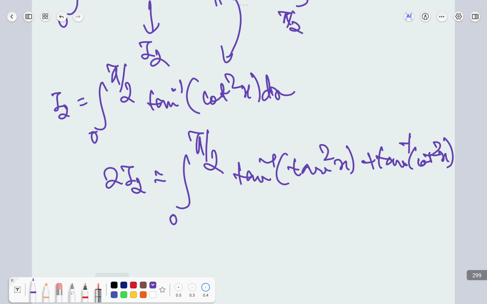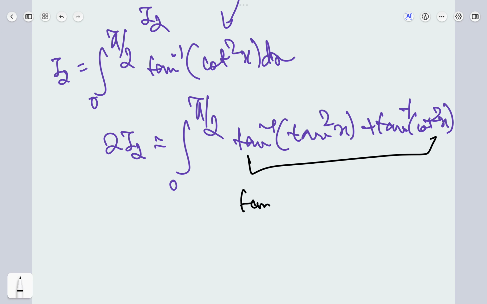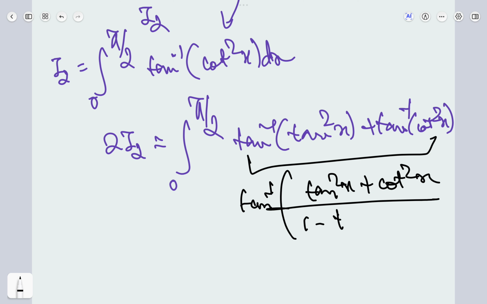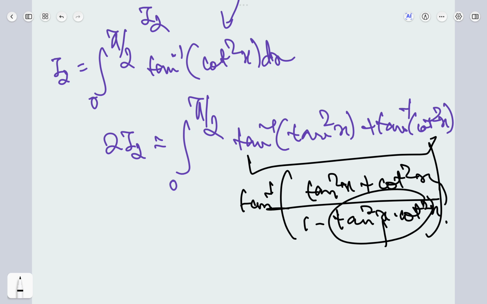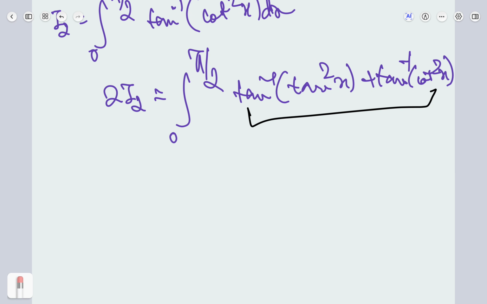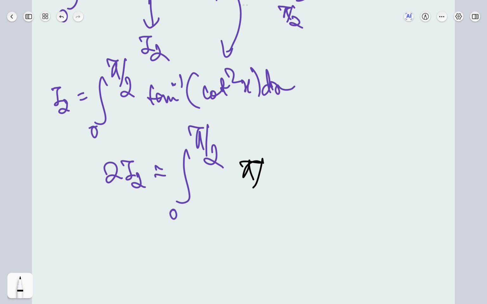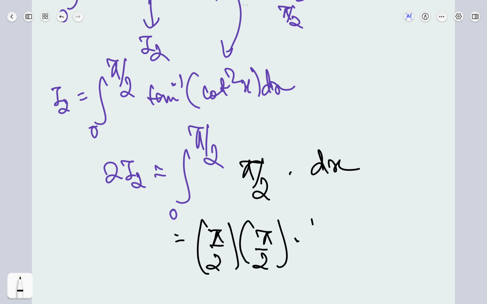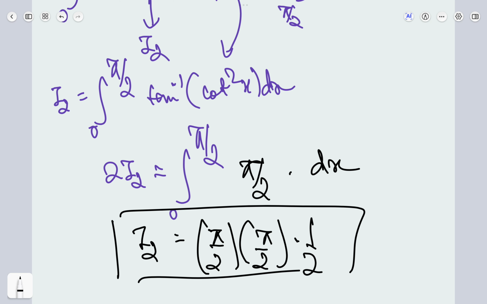Now the idea behind doing all this was to take this into a single term, right? 1 minus tan square x times cot square x. Now this would be 1, and this whole would tend to infinity for any x belonging to R, right? So basically tan inverse of infinity, and this would straight up just be pi by 2 times dx. So pi by 2 times pi by 2 times 1 by 2 would be the value of I2. This is pi square by 8, right?